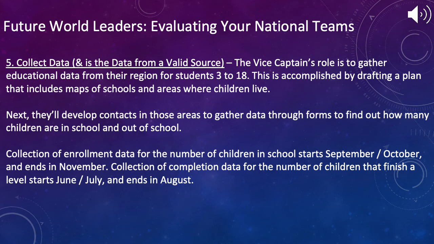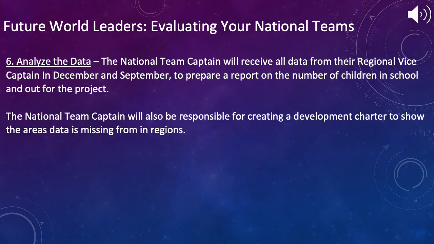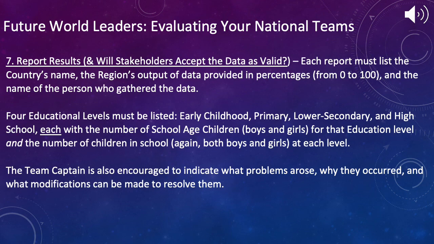Collection of enrollment data for the number of children in school starts in September and October and ends in November. Collection of completion data for the number of children that finish a level starts in June and July and ends in August. 6. Analyze the data. The national team captain will receive all data from their regional vice captain in December and September to prepare a report on the number of children in school and out for the project. The national team captain will also be responsible for creating a development charter to show the areas data is missing from in regions. 7. Report results.